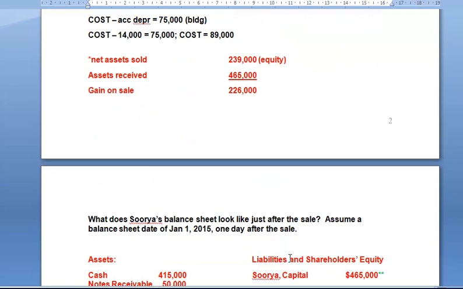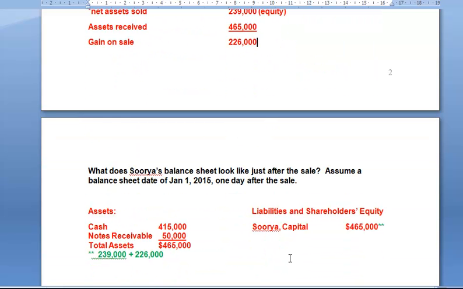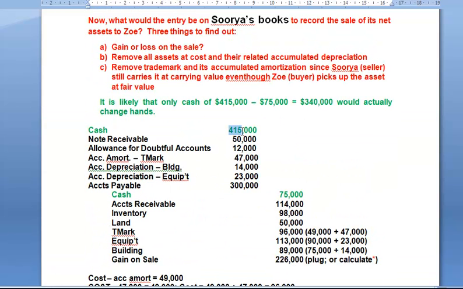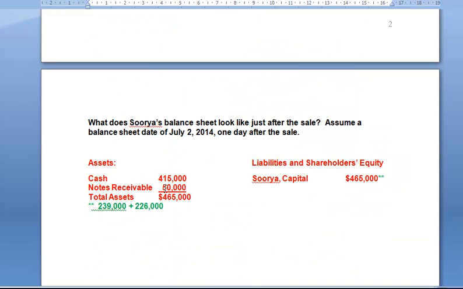Now, let's say we want to see what Suria's balance sheet looks like the day after the sale. So assume we're working here at probably July 2nd, because I think this sale happened on the 1st, if I'm not mistaken, but it's one day after the sale. You would have what? They would have cash of $415,000. We saw that. That's what they got. And they've also got a note receivable of $50,000, and they also have capital of $465,000.